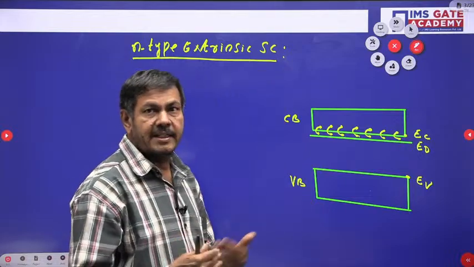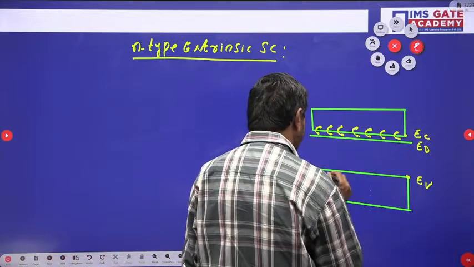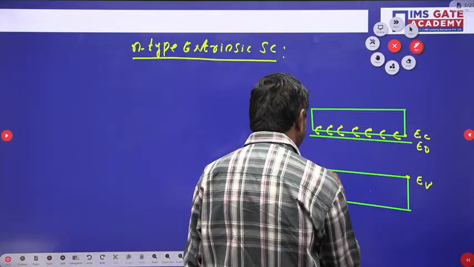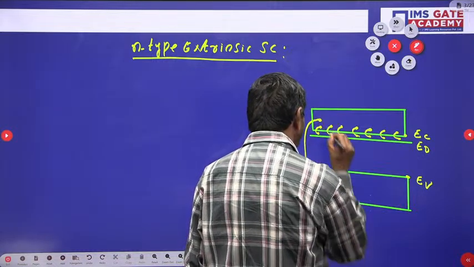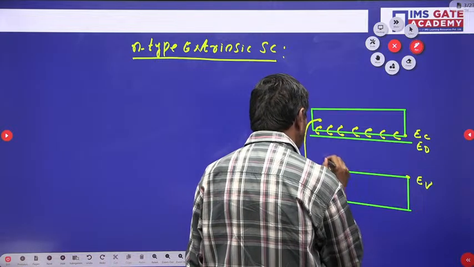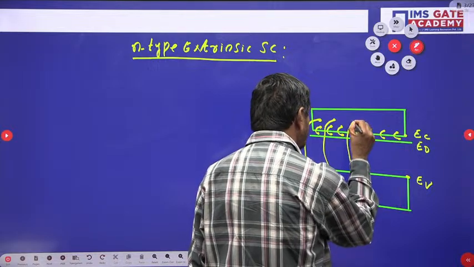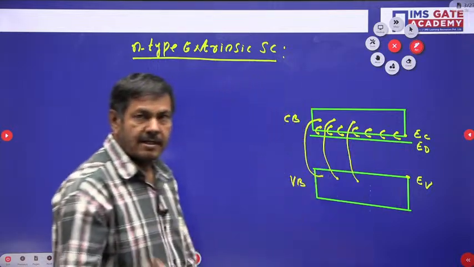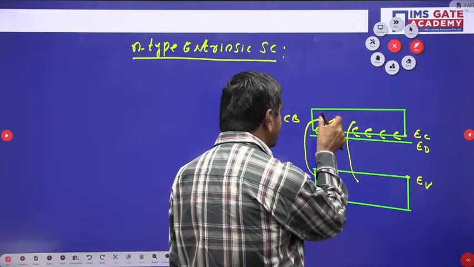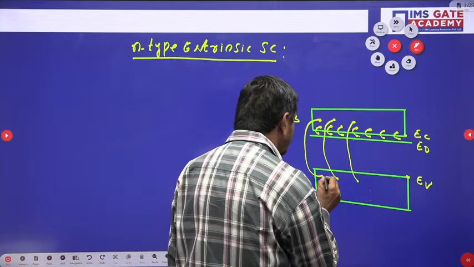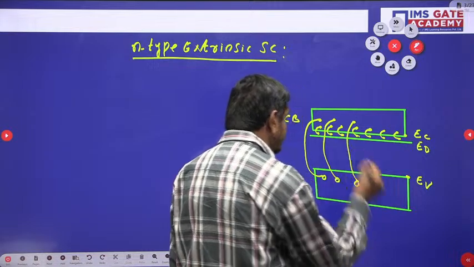And if you still increase the temperature, the electrons which are existing in the valence band will try to move to the conduction band. From here to here they will move, and electrons are moving to this side. Like that, a certain number of electrons are moved. For example, say 3 electrons are moved from the valence band to the conduction band. How many holes are created? 3 holes are created only, we can say.